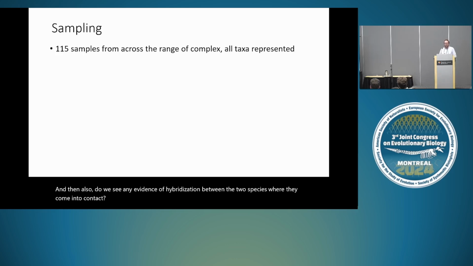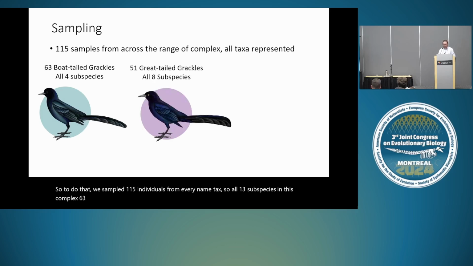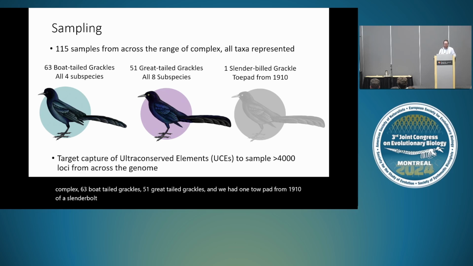So to do that, we sampled 115 individuals from every named taxa, so all 13 subspecies in this complex, 63 boat-tailed grackles, 51 great-tailed grackles, and we had one toepad from 1910 of a slender-billed grackle. And we did targeted capture of UCEs.